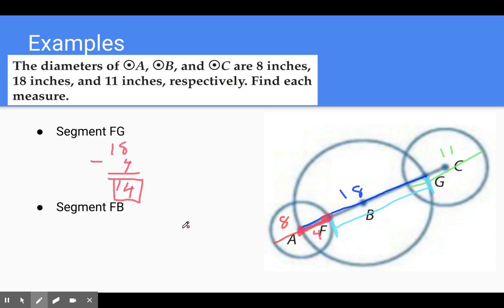Segment FB, let's take a look. What are we looking for here? If we try and use a different color, I understand that it's getting a little hectic, right? There's F, and it goes to segment B, which is there, right? So that means, once again, we know that this little piece is 4, and now we know that half of the length of this diameter of circle B would be 9, because the diameter is 18, so the radius of circle B would be 9, but the radius of circle A is 4, so that one would come out to 9 minus 4, which is 5. That is how you figure those out.